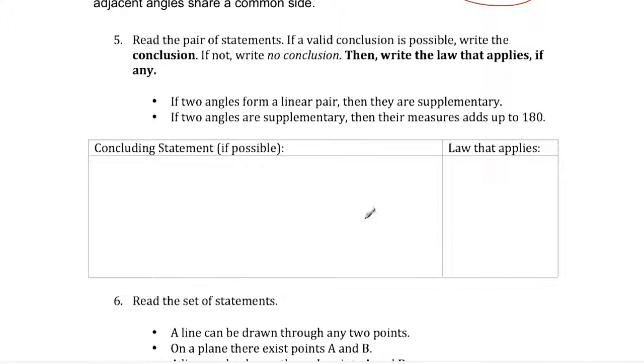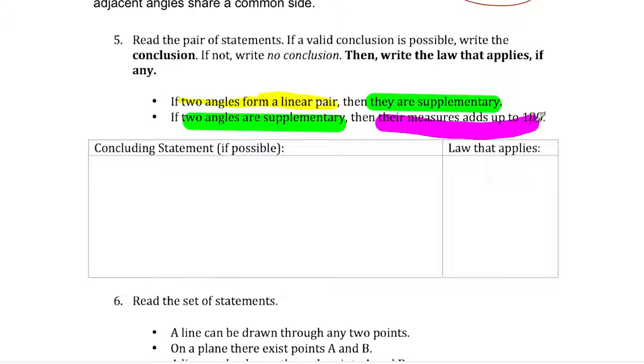So here we have if two angles form a linear pair, then they're supplementary. If two angles are supplementary, then their measures add up to 180. This is basically a question about the law of syllogism. So look at this. If two angles form a linear pair, then they are supplementary. Here it says if two angles are supplementary, then their measures add up to 180. So this is the whole if P then Q, and if Q then R. So what we can conclude from that is if P then R.